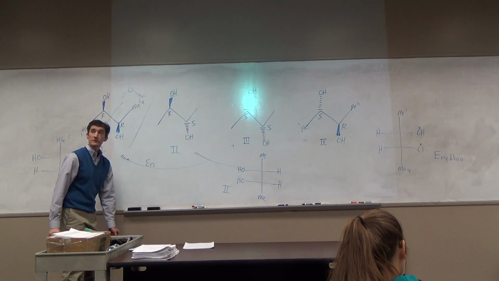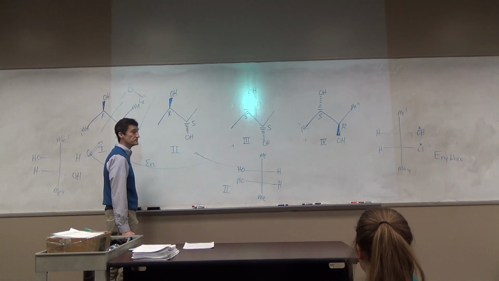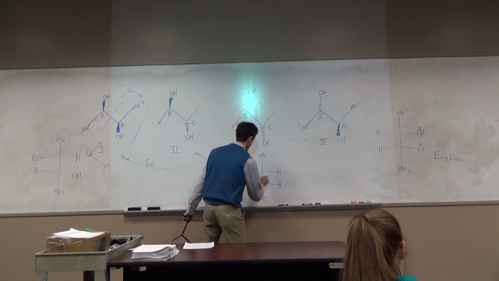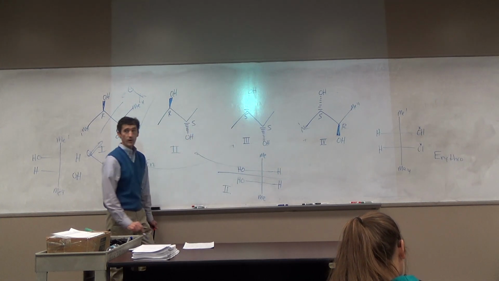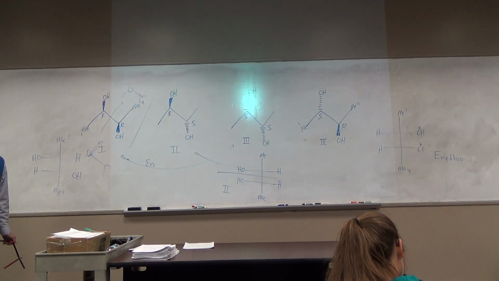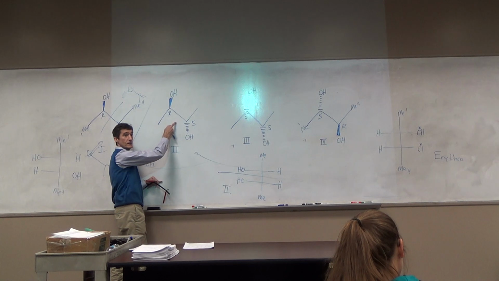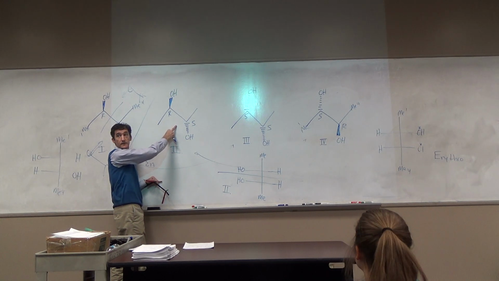What do you see about compound 2 now? Does it have a plane of symmetry? Yes, it does. Right through here is a plane of symmetry. There's Waldo right there. You see it? It's easy to see in the Fischer. Can you see it here? It's not as easy to see there.